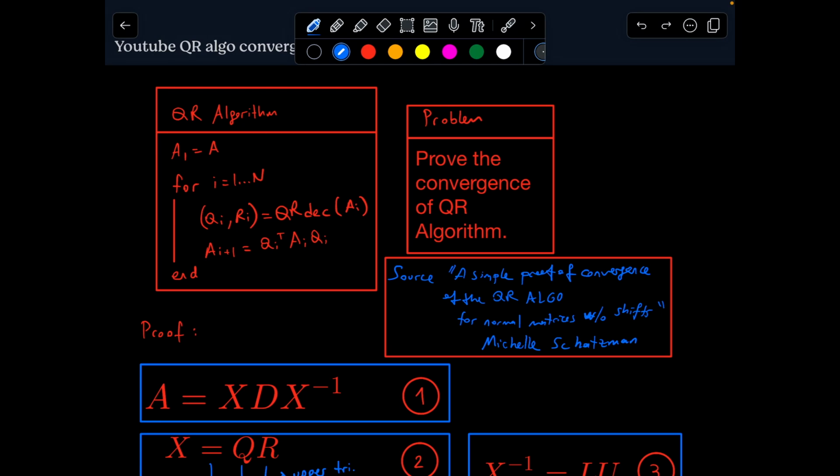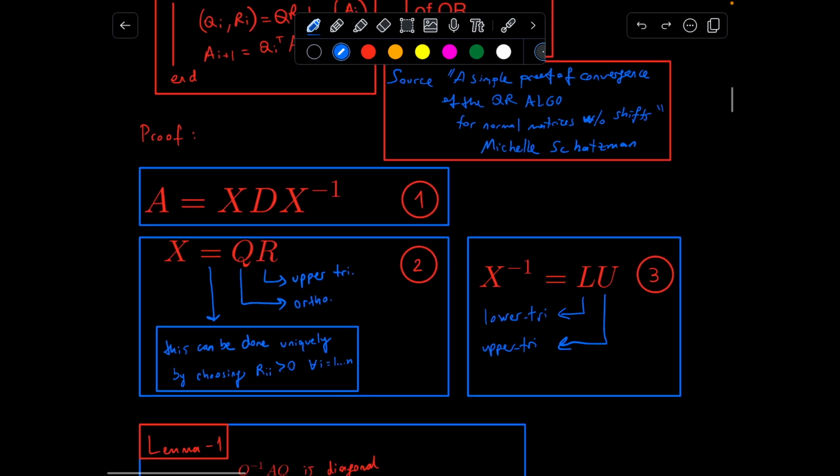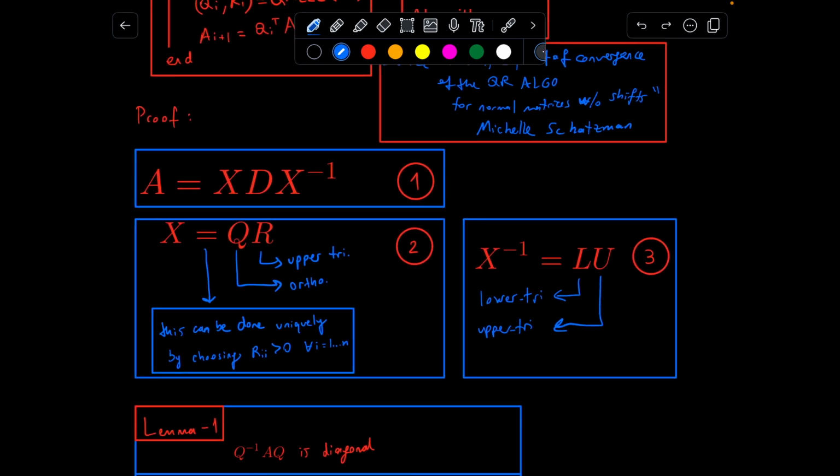And so this is the source, "A simple proof of convergence of the QR algorithm for normal matrices without shifts" by Michelle Schatzman, and it is easy to find this on the internet. So let's go with the proof. And by the way, this will be the first video where I'm using the dark background. I hope it will work out in the end.